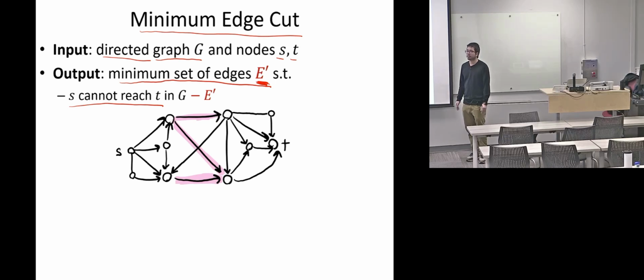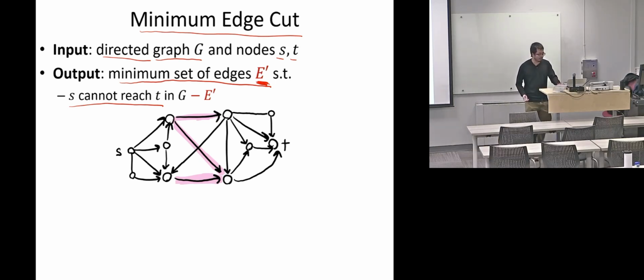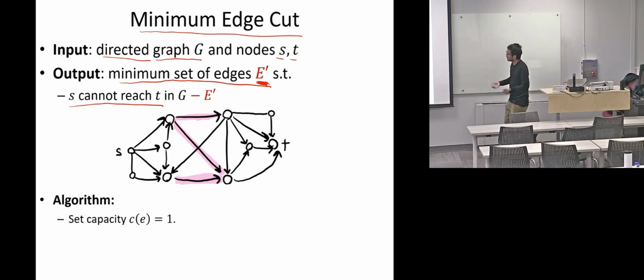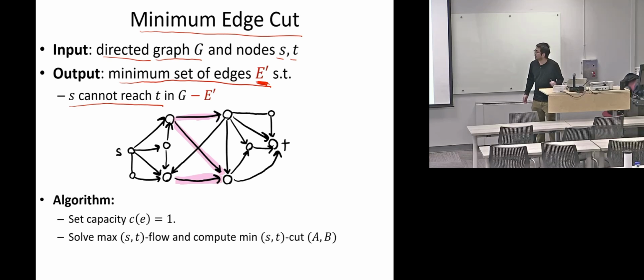I think if you set all the edge capacities to 1, then the bottleneck for the water is where the max flow or the min cut is. That's kind of like the same thing as this. Yeah, it's really the same thing. The algorithm is: first set the capacity of every edge to be 1. Then compute max flow and compute min cut in this graph.